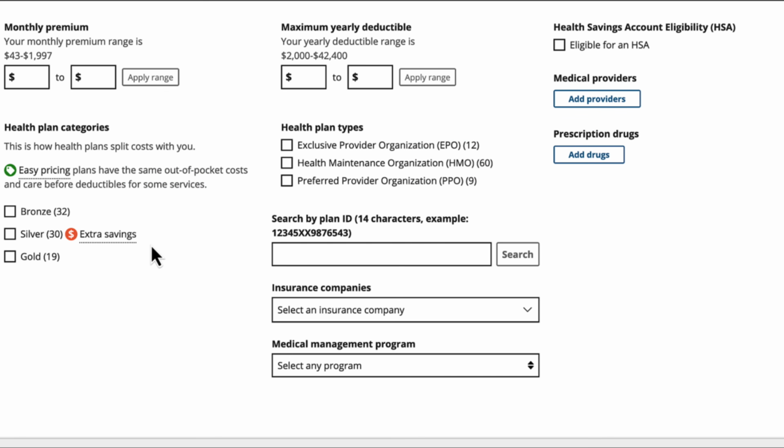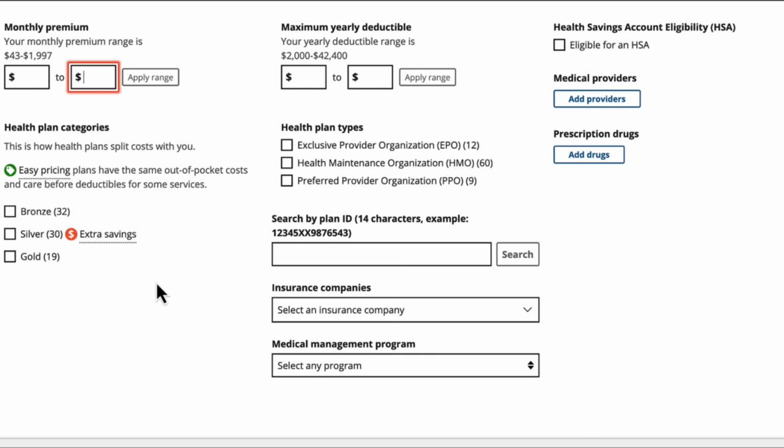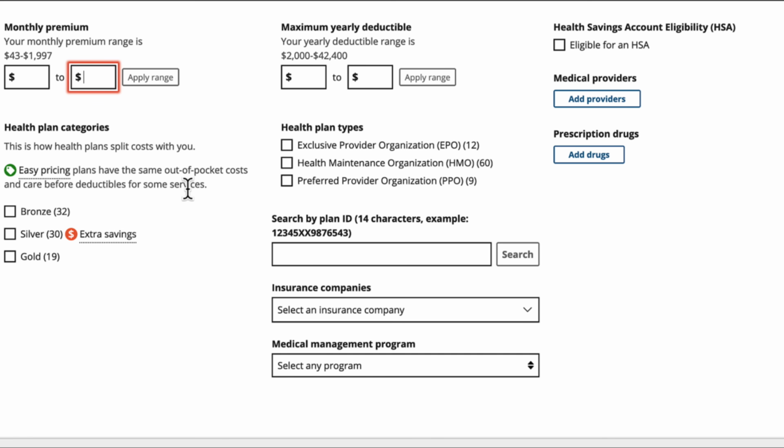You can also add filters. Up here, important, your monthly premium. If you know that you have a very strict budget and you can only pay $500 per month for monthly premiums, then you need to put that in. We're deleting it for right now. Easy pricing. Oh, this is very, very helpful. So easy pricing plans have the same out-of-pocket costs and care before deductibles for some services. This is great. This is definitely something that you want to look towards.